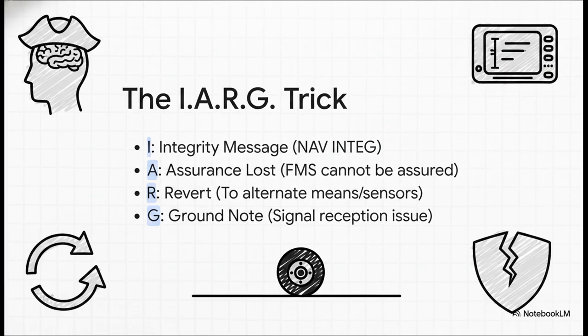I is for the integrity message on the PFD. A is for the assurance lost in the FMS. R is your mandated action to revert. And G is the ground node exception. Just remember that one word, IARG.